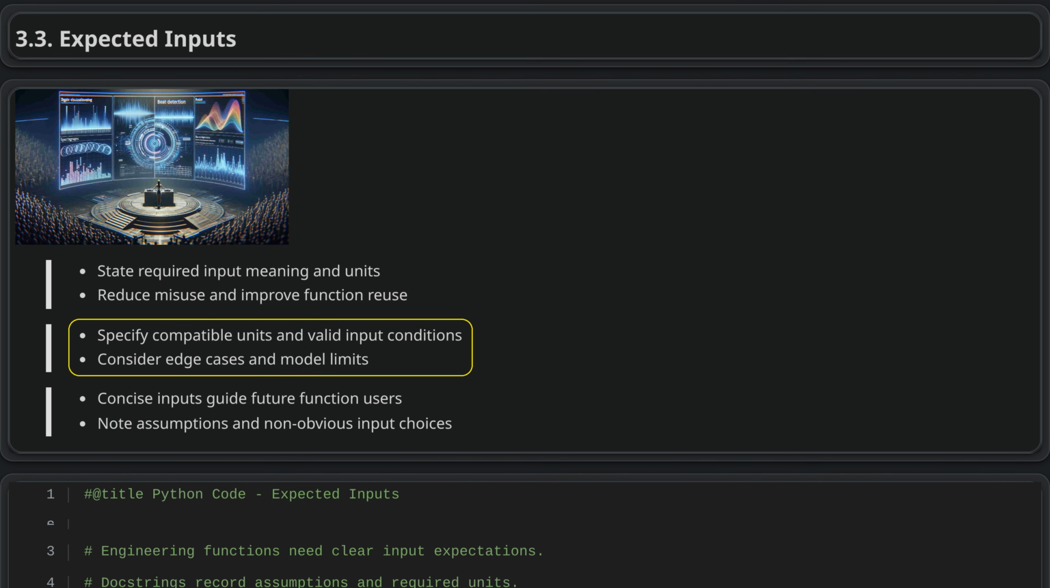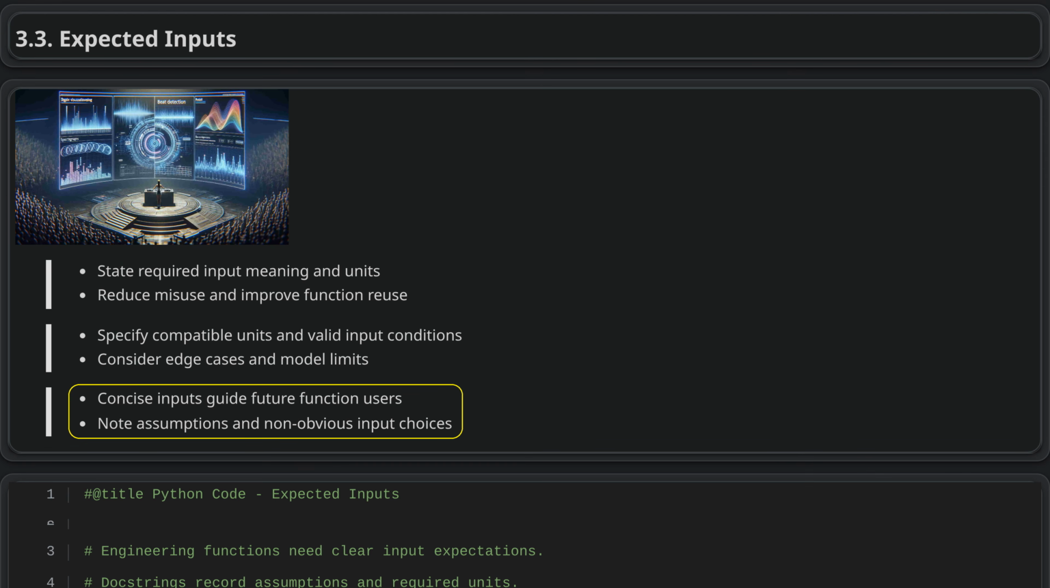Engineering functions should state required units, valid ranges, and assumptions, such as positive lengths and consistent unit systems. This makes valid use clear and helps users catch edge cases like zero or negative values, missing data, or conditions beyond the model's scope.